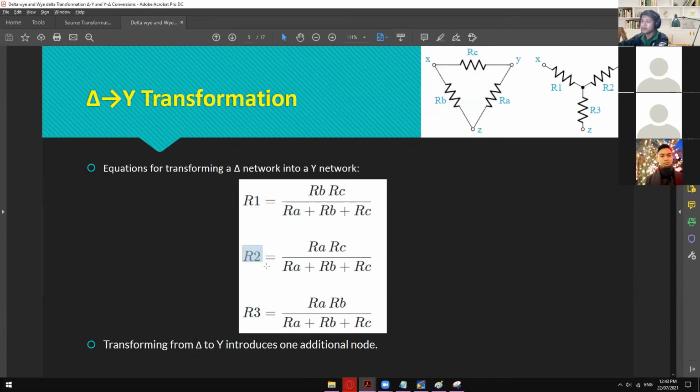If you want to get the R2, so the R2 is on this right side, upper right, and then the resistors next to it are RC and RA. So just multiply those two with each other. So RA times RC, divided by the summation of the resistances. So the same with the R3 right here. So it's RB times RA or RA times RB. Okay, so were you guys able to get that one? The pattern on how to solve the R1, R2, and R3?